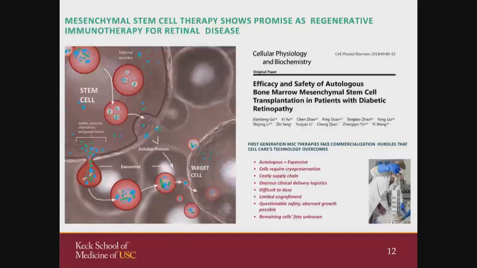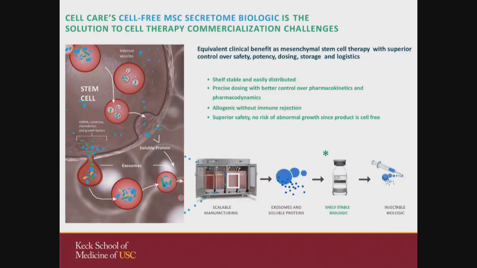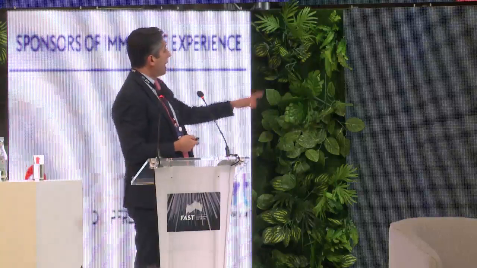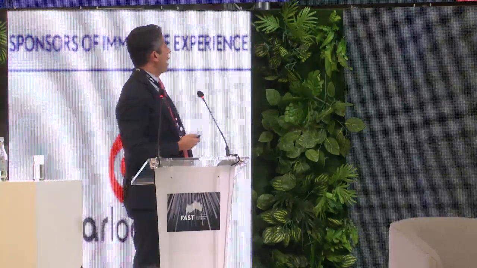This image shows how the exosomes can come from the mesenchymal stem cells. These are adipose derived that we use. The image below shows how we can do scalable manufacturing to separate out the exosome and soluble fractions and create a shelf-stable biologic in a little vial that we can then inject.